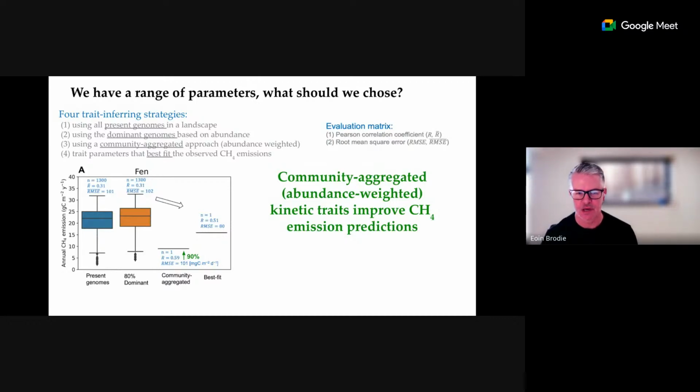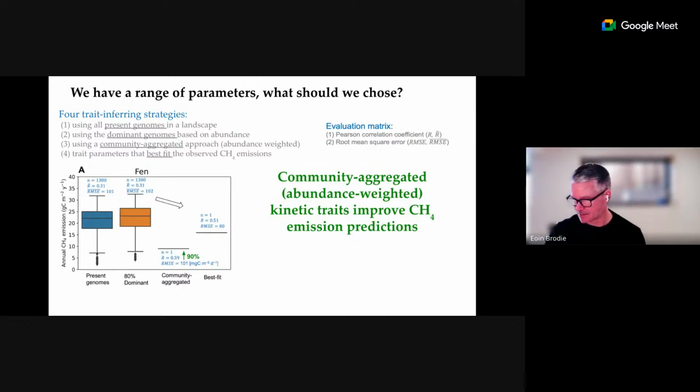We'll use community aggregated. In other words, we weight the traits based on their abundances in the genomes. And this is commonly used in vegetation modeling. We increase our agreement with the observations by about 90%. So using the community aggregated seems to be a really good approach if we have to choose just one value.